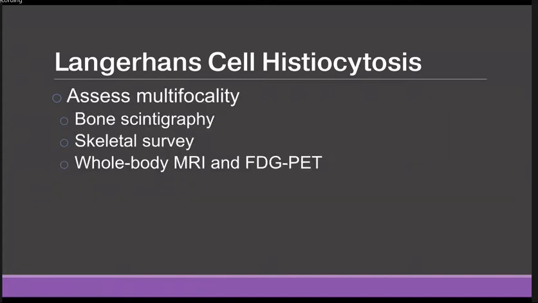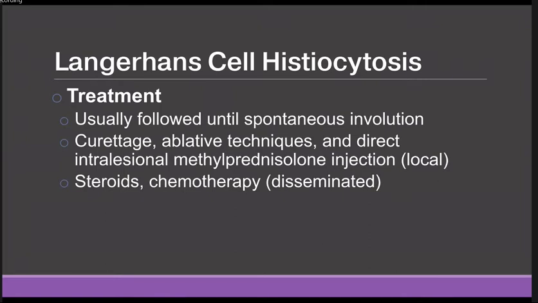In the evaluation of these patients, it's important to assess for disseminated disease, and this can be done through bone scintigraphy, skeletal survey, full body MRI, as well as FDG PET. Treatment for these patients is usually just observation if asymptomatic, and you can just follow up these patients until their spontaneous involution. However, for cases that are large or symptomatic, we can do curettage, ablative techniques, and direct intralesional methylprednisolone injection. This is for the localized disease. However, if the disease becomes disseminated, you would have to give systemic steroids as well as chemotherapy.